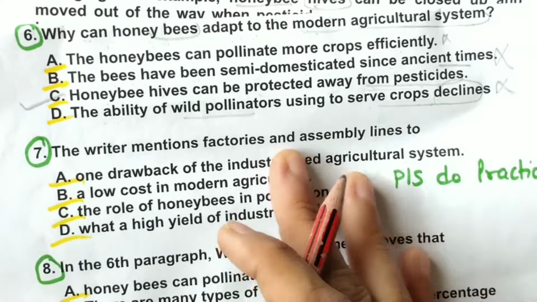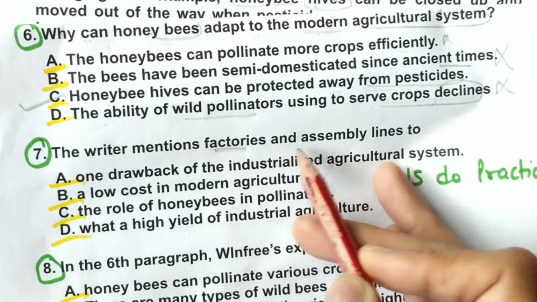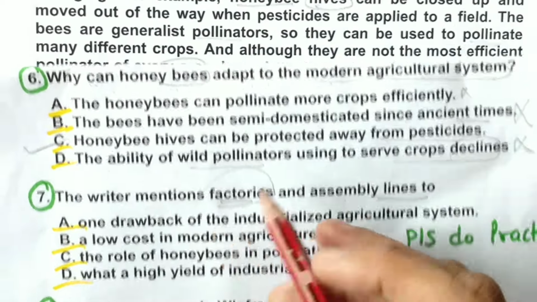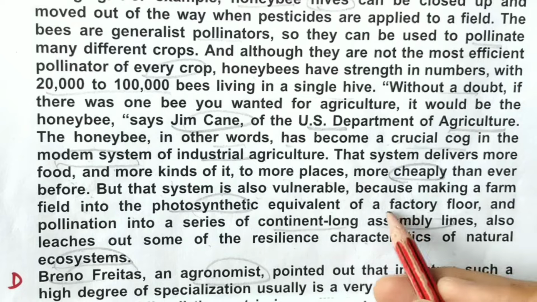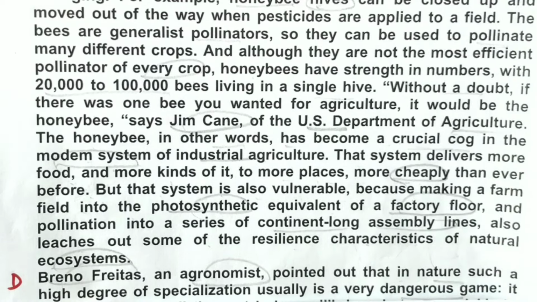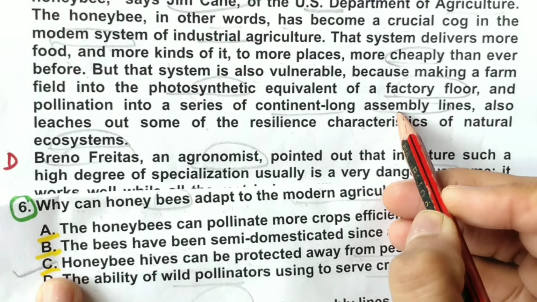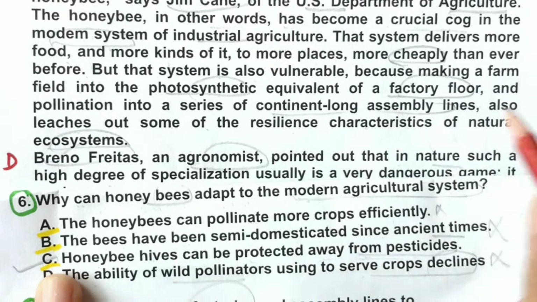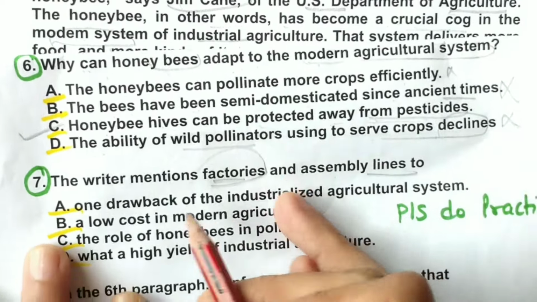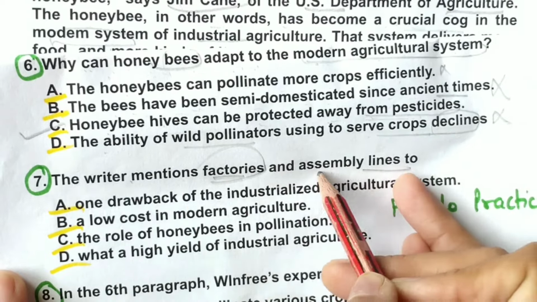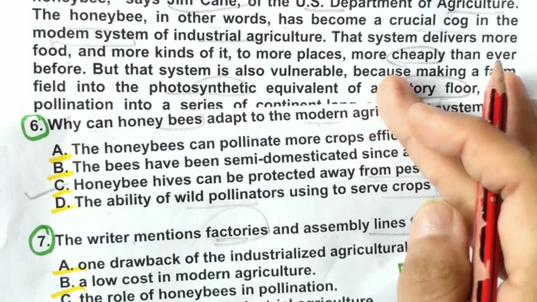Now the 7th question. The writer mentions factories and assembly lines. Factory is here, and assembly lines are also here. It means the location was just above for the 6th. Now we are doing the 7th. The writer mentions factories and assembly lines too. Why is he talking about them?